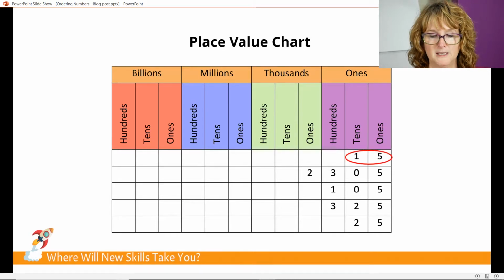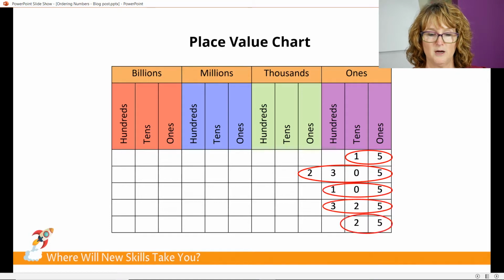All right, in this particular case here, we have 5 numbers. We have the number 15. We have the number 2,305. We also have the number 105, 325 and 25. And our job is to put these in order, okay? We're going to put these in order greatest to least, okay? Greatest to least. So we want our biggest number first.